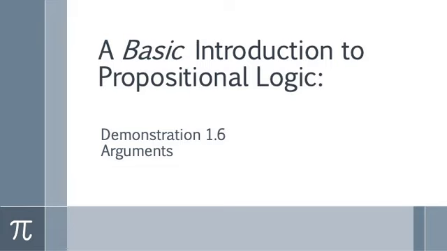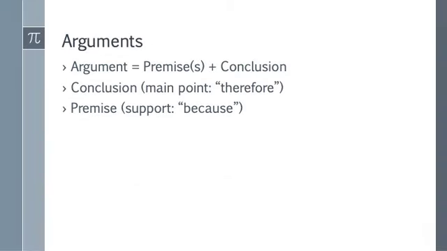A basic introduction to propositional logic. Demonstration 1.6. Arguments. An argument consists of one or more premises and a conclusion. The conclusion is basically the main point of the argument and can be found using the guide word therefore. A premise is something that supports the conclusion and can be found using the guide word because.